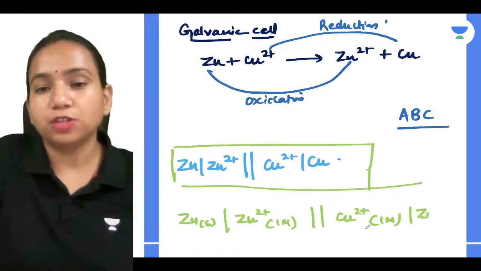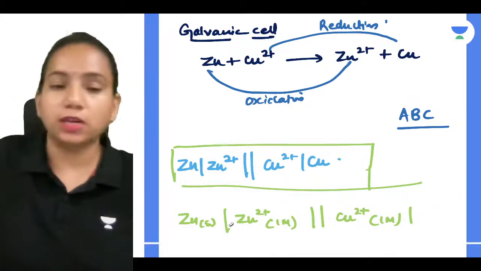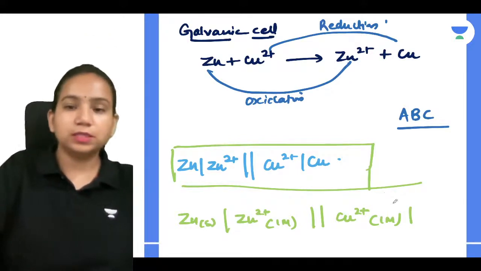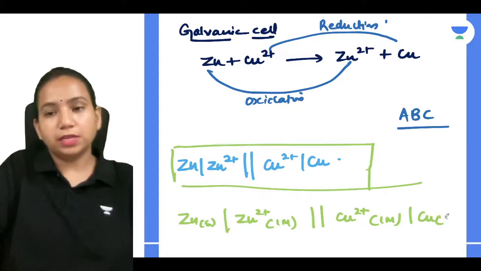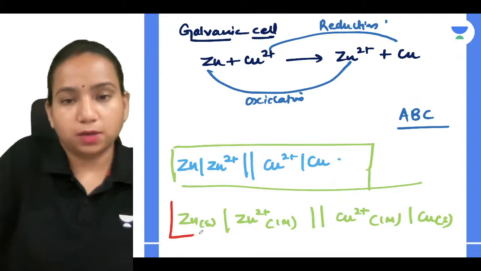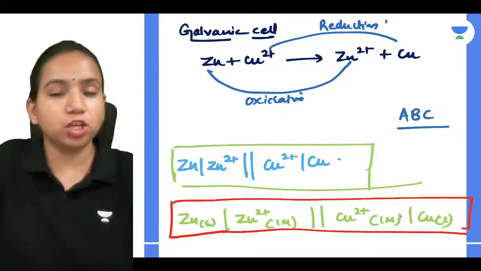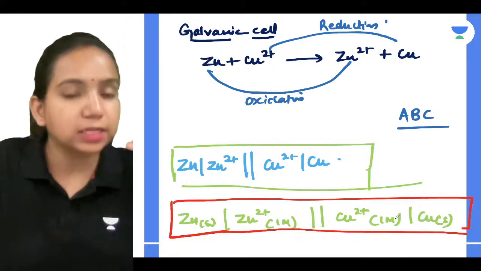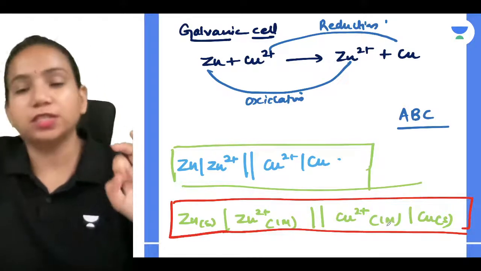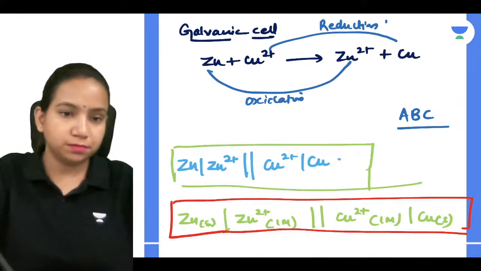Then you can mention Cu, which is also solid, because Cu is a metal, so obviously it is going to be solid. Correct, guys? So Cu is metal, and it is also going to be solid. So in cell representation, the concentration of the substance as well as the state can be mentioned in the subscript. Clear with it, guys? Yes, tell me, everyone.